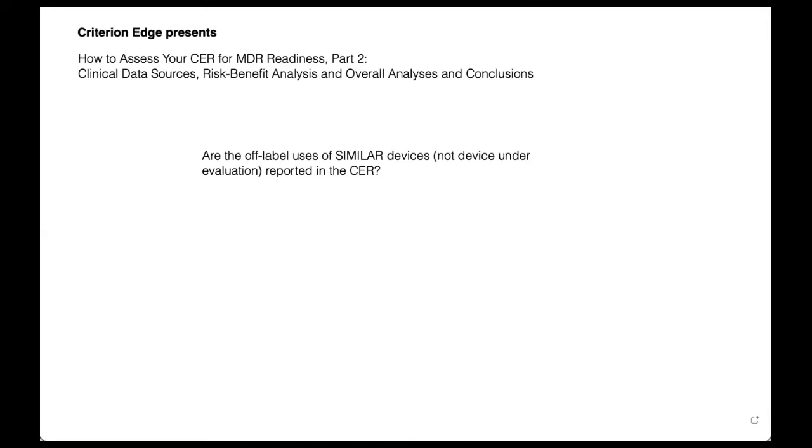In the state-of-the-art section, we don't approach that, because those similar devices are not the devices under evaluation. And the off-label use of those similar devices shouldn't be relevant to your own device under evaluation. So off the top of my head, I can't think of a reason why we would contemplate similar devices, which I, again, take to mean competitor devices, and why we would be exploring the off-label use of a device that is not under evaluation in the CER.